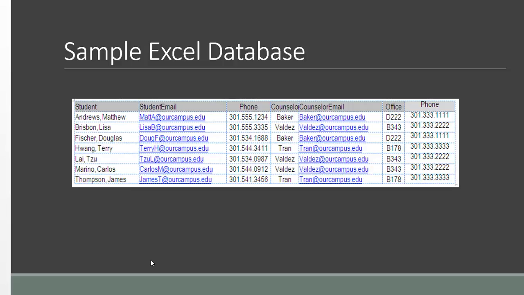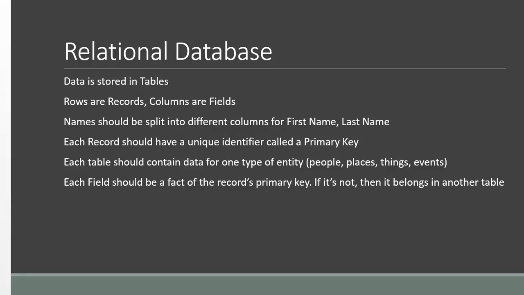This information could be stored in an Excel spreadsheet. But if you were to store this information in Access, then there are several things that have to happen so that Access functions the way that it's supposed to. Access, as you will learn next week, is what's called a relational database. And in a relational database, data is stored in tables, and tables look pretty much like an Excel spreadsheet. Rows are records and columns are fields.